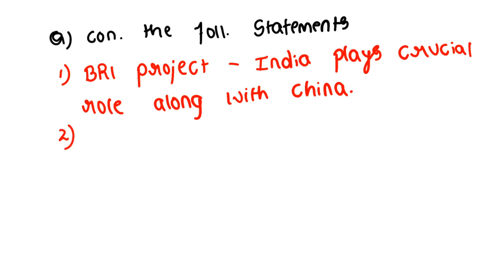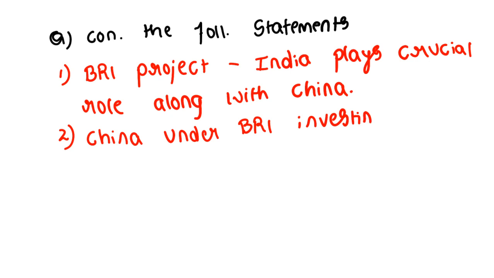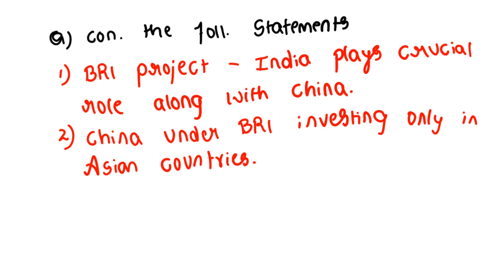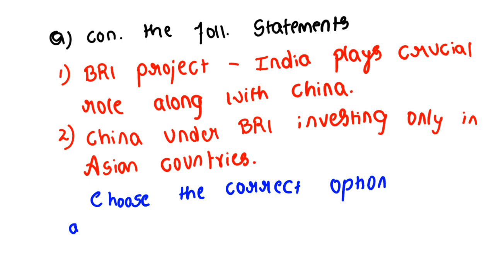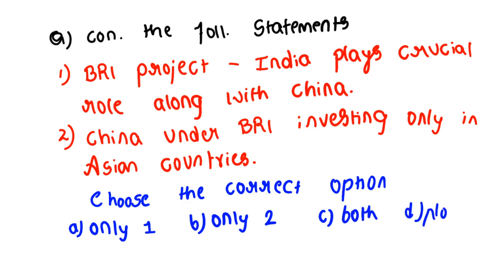Clear? And the second statement is: China under BRI is investing only in Asian countries. Clear? Only in Asian countries. So the second statement is saying China under BRI is investing only in Asian countries. Choose the correct option: A, only one; B, only two; C, both; and D, none.